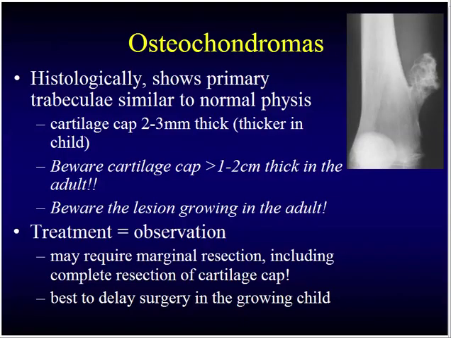Histologically, you see primary trabeculae similar to a normal physis, with a cartilage cap that's thin. Beware of a cartilage cap that's more than a couple of centimeters thick in an adult. That means potentially that it's malignant, a lesion that's growing in an adult. In kids, they may grow with the child. In an adult, if it's getting bigger, it's not just an osteochondroma. It needs to come off because it's probably got a low-grade chondrosarcoma. So what's the treatment? Observation or marginal resection if they need to come off, but usually delay it in the growing child. Again, points away from the joint, mineralized there.